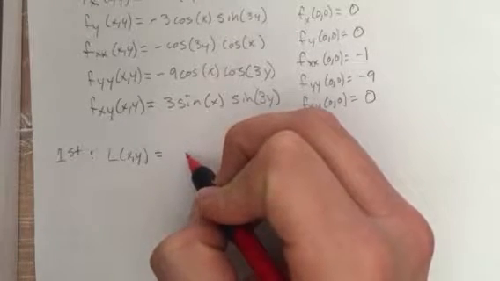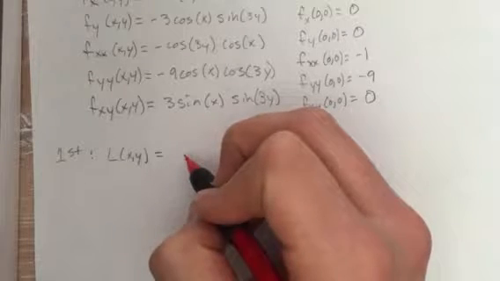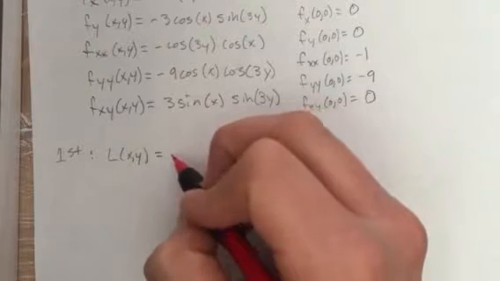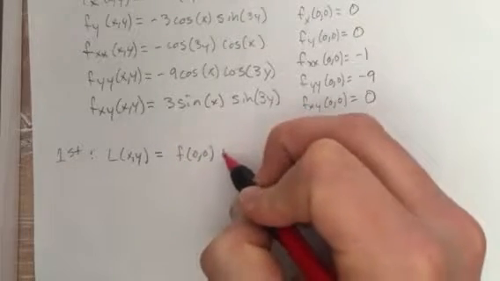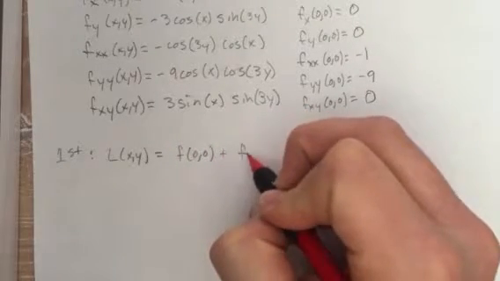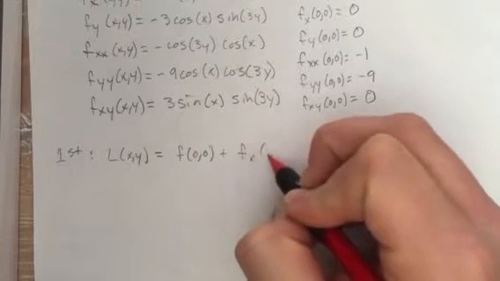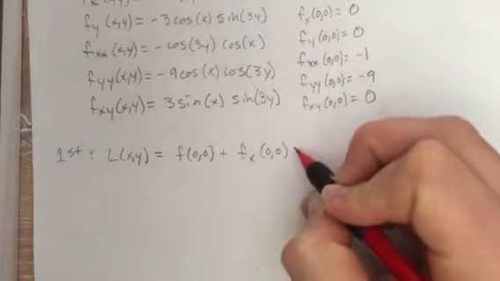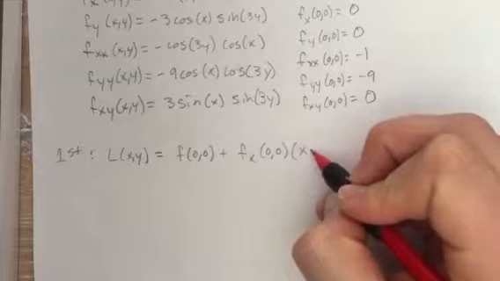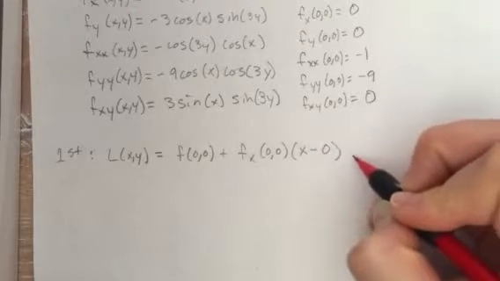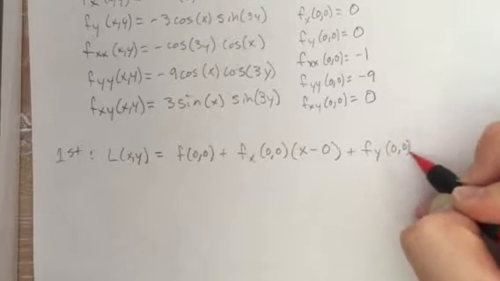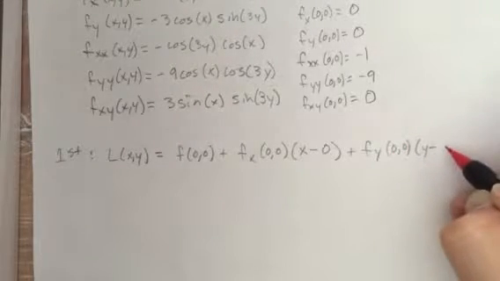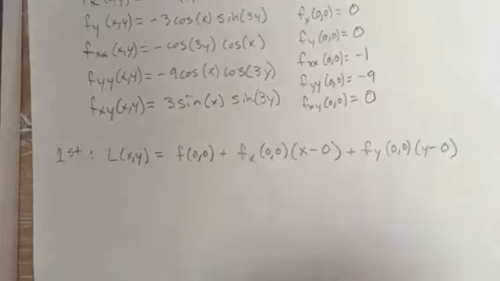So we're going to use the point as well and plug this in all at once. So we will have f of 0, 0 plus your partial derivative for x, which is fx of 0, 0, and then x minus x1, which your x1 is 0, and then plus fy of 0, 0, and your y minus your y1, which is also 0.